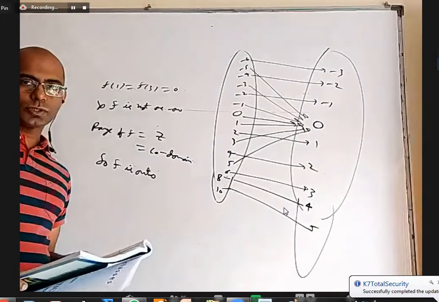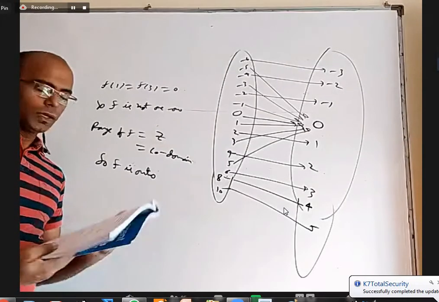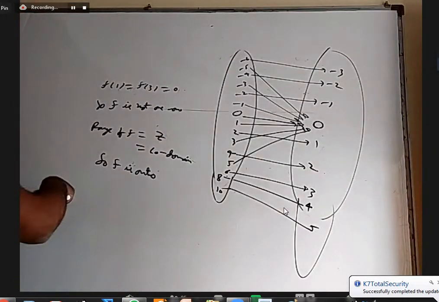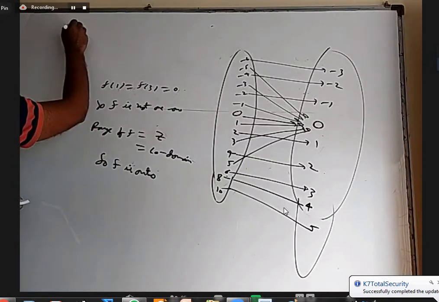26, anybody has doubt? Yes. Okay. 26 is better to draw the graph. We'll get an idea. Without the graph also we can manage.